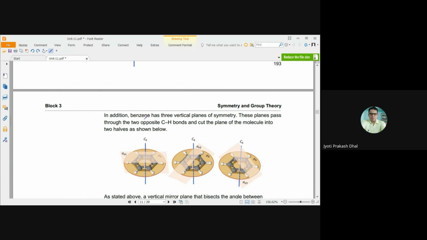In addition, benzene has 3 vertical planes. That means in addition to this, benzene has 3 sigma v planes of symmetry. These planes pass through the 2 opposite carbon-hydrogen bonds and cut the molecule into 2 halves as shown below.